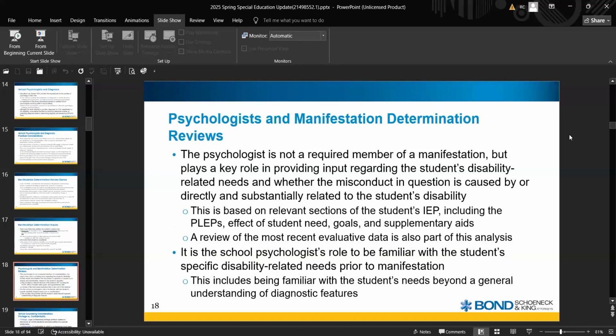So I have sat in on manifestations where the psychologist said, I've never met this student, I haven't read anything about them, I can't opine about the student, but I can talk generally about their diagnosis. That's not good enough. That's not the role of the psychologist. And when we're looking at manifestation, we're not really talking about diagnosis. We're talking about how we have identified this child's disability-related needs in their IEP, their evaluations, their BIP, their FBA. So for a child with ADHD, the question is not, could ADHD cause this? It's, have we identified this child's ADHD-related needs as including symptoms or behaviors that are similar to this misconduct?